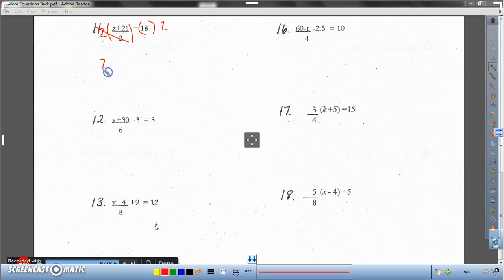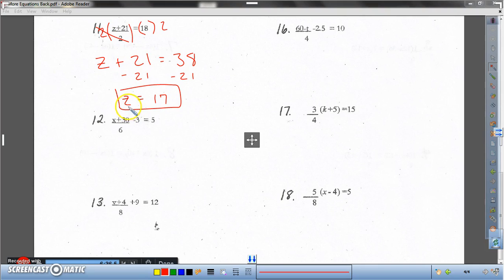Then what I'm going to be left with is what I had in the numerator. Okay, so z plus 21 comes down. 2 times 18 is 36. Now I have a fairly simple one-step equation. Okay, so isolate the variable by subtracting 21 from both sides, and z is equal to 17. And as always, you can go back and check these by taking your answer and plugging it back into the original problem and making sure that you get a true statement.